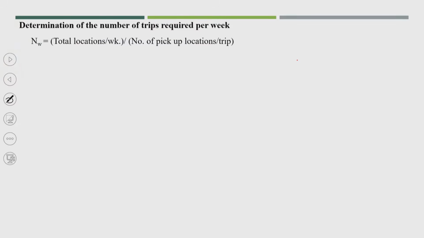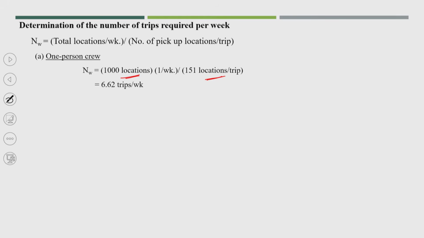Now, we will calculate the number of trips required per week, because it is a once-a-week collection. So, how many trips will be required per week? For a one person crew, we can do it by number of locations, that is 1000 locations divided by how many locations are possible in each trip. That way we come up with the number of trips required per week, which comes out to be 6.62 trips per week, and for a 2 person crew, 4.85 trips per week.